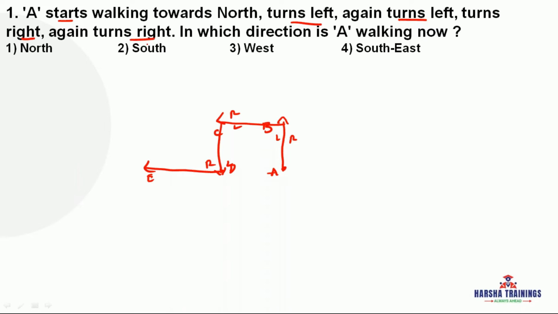Again turn to the right side. For example, you are going to the west side, so this is the right hand side and this is the left hand side. It means you are moving some distance north side. Okay, in which direction was A walking now? What is the answer, guys? North side. So this is a basic diagram, guys.